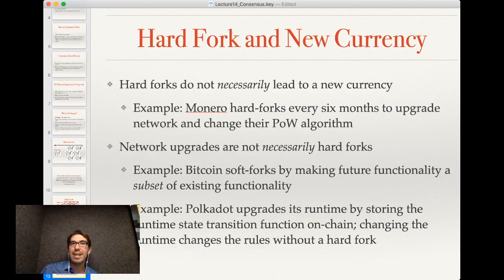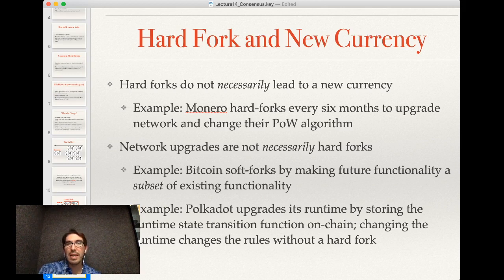Now, hard forks do not necessarily lead to a new currency. I just want to note that this is something that can occur, that you can form your own blockchain in this way. And some blockchains, in fact, hard fork quite often. So we do see Ethereum, for instance, hard forking occasionally to add new functionality. Monero, in order to avoid ASICs being produced for it, actually hard forks every 6 months to change the proof of work algorithm that they use, to make sure that it's not economically viable to create ASICs for it, to help be a more ASIC resistant network.